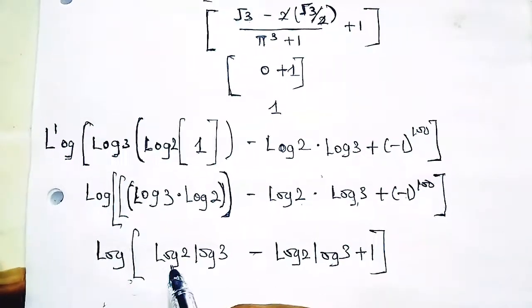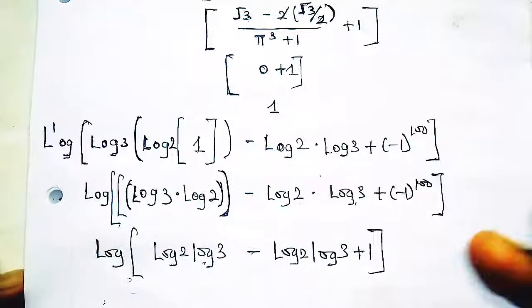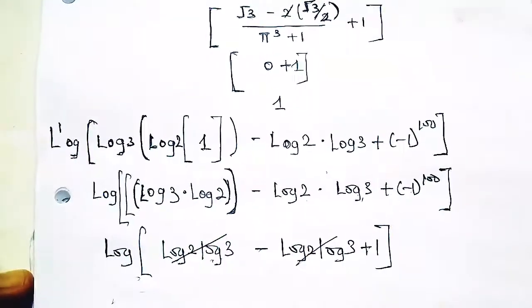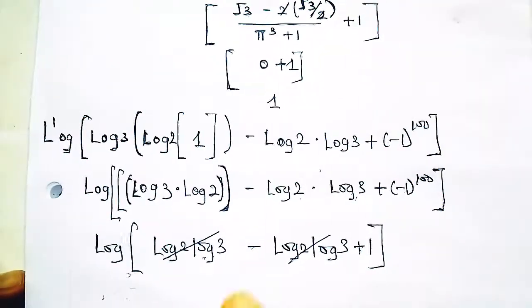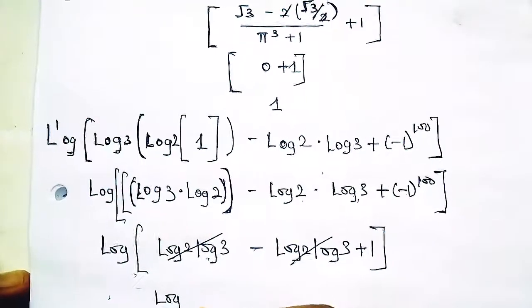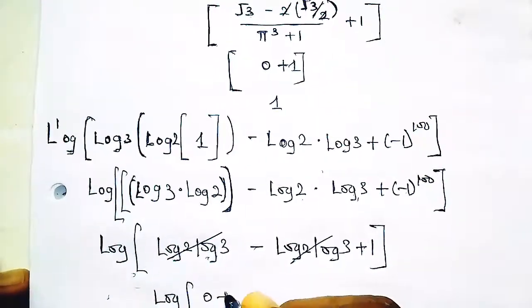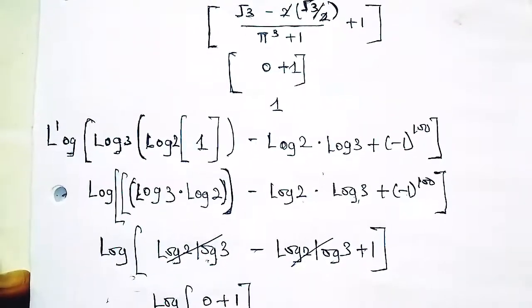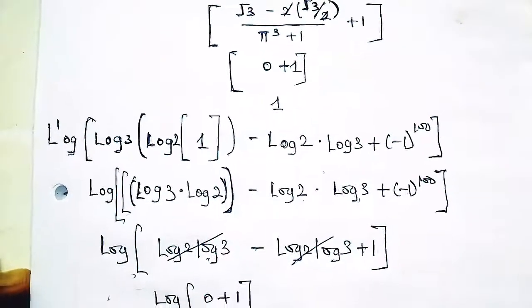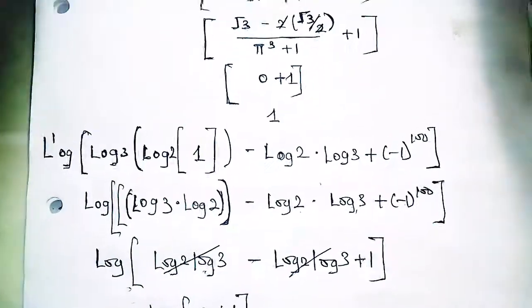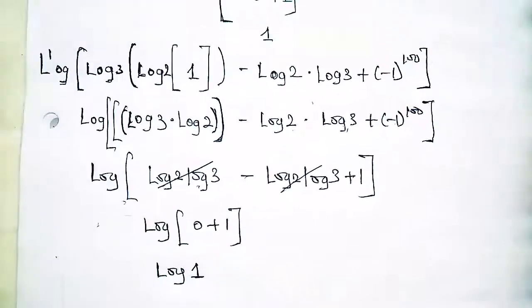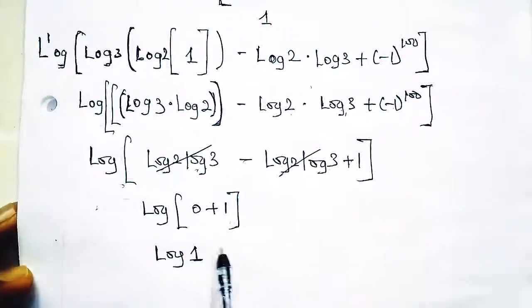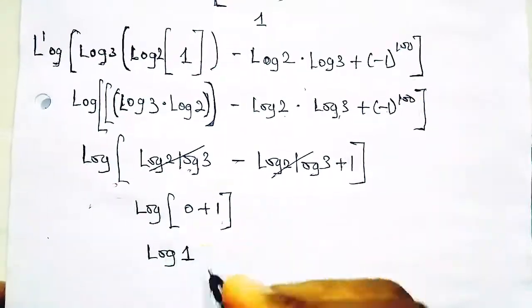So since we have log 2 log 3 and log 2 log 3, we know that this will cancel out this, or they will eventually give us 0. So we are just left with log of 0 plus 1, which eventually gives me log 1.